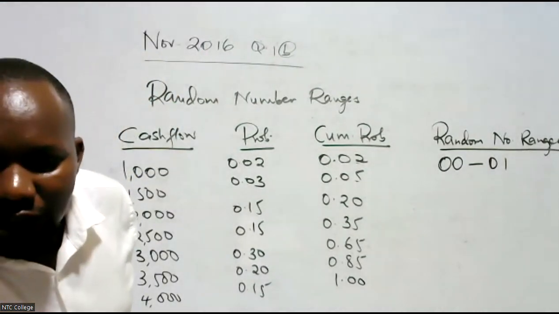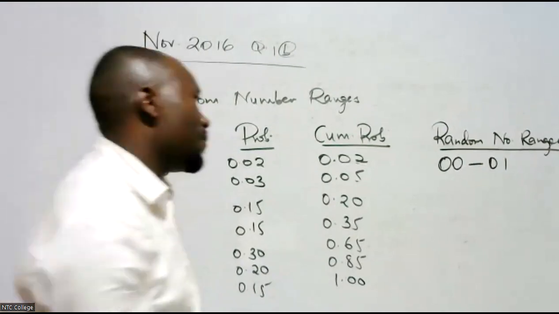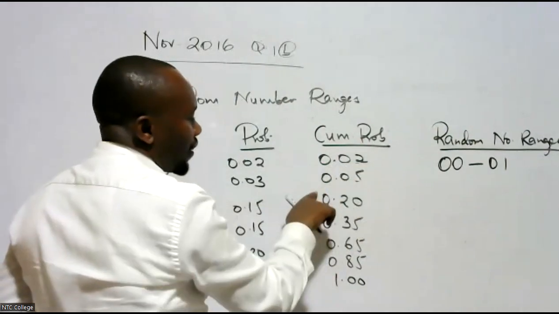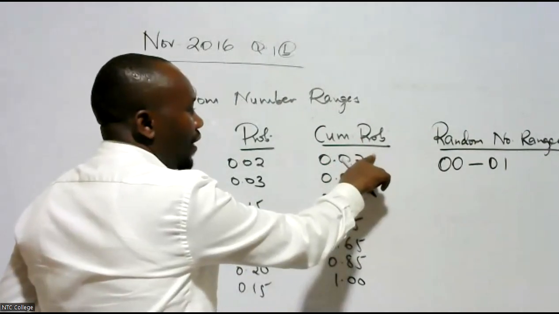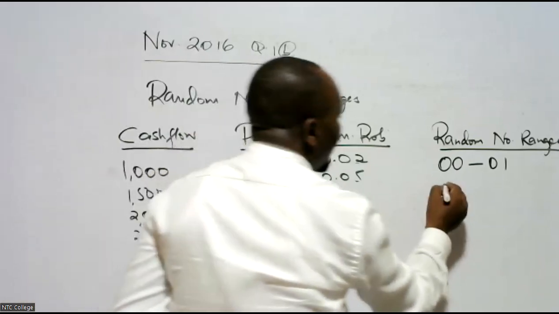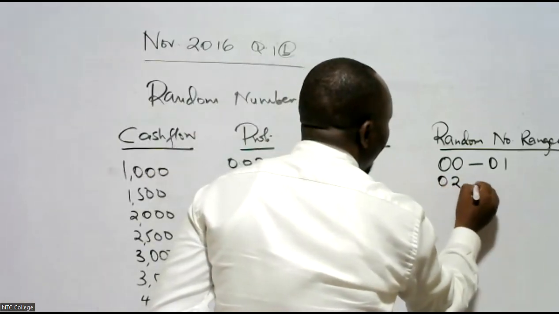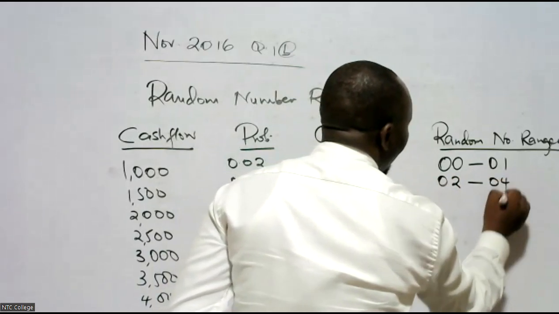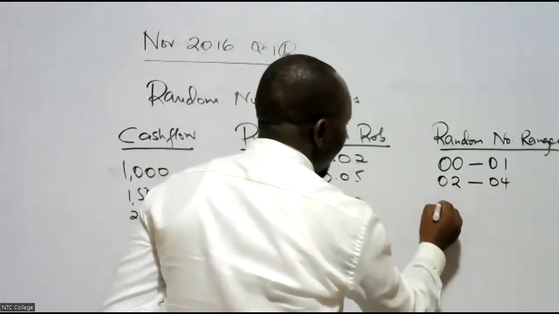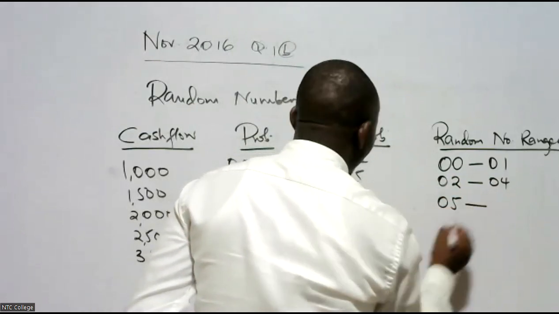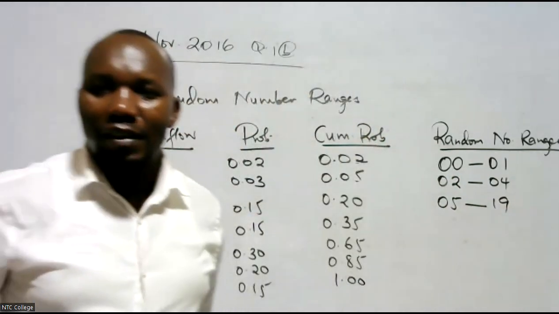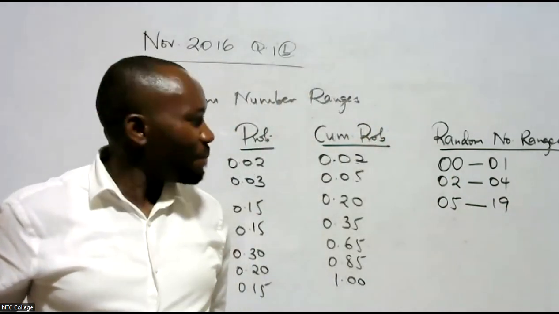Thank you so much, Judith. Ruth has given me the second one. You start with the one that you left here, it comes next. The upper limit here now becomes the lower limit here. So it is 0.2 to 0.4. Then here we have 0.5 to 19. Then we can now proceed.